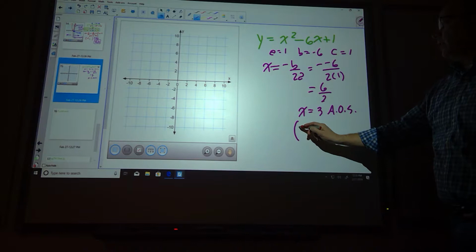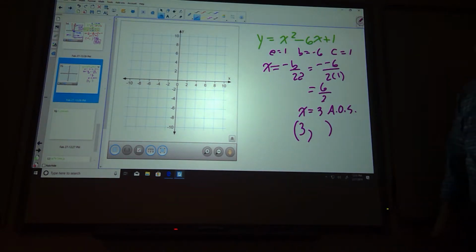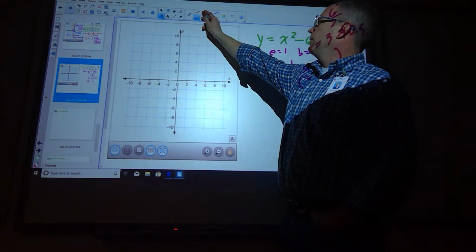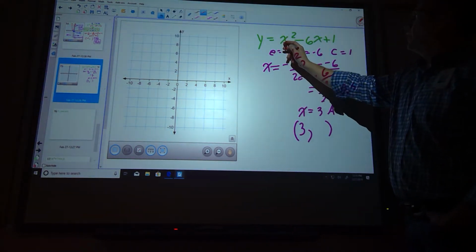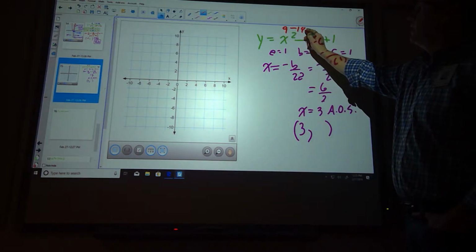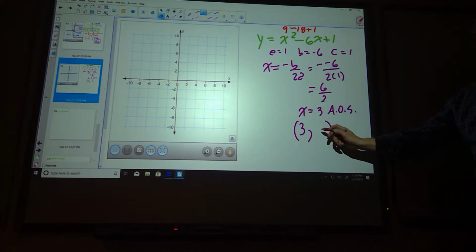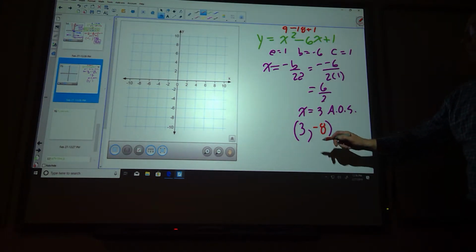Okay, so my x component of my vertex is going to be 3, something. How do I find something? Plug it in. So I get 3 squared, that's 9. -6 times 3 is -18 plus 1. 9 minus 18 is -9. -9 added to 1 is -8. Did I do that right?